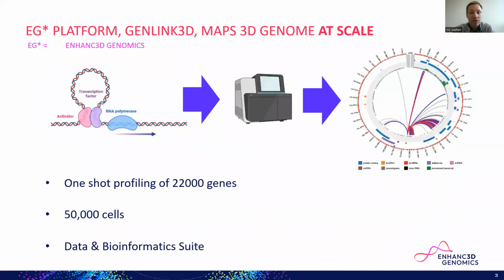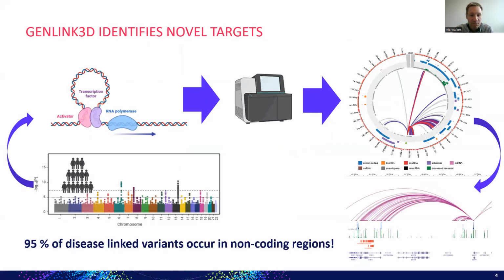Enhanc3D Genomics is a technology platform that allows us to measure in one shot the 3D interactions of 22,000 genes. The platform operates down to 50,000 cells, making this tractable for individual tissue biopsy. And it is backed by a powerful data science and bioinformatics suite for interpretation. The platform can be powerfully applied in many areas, but I want to explain one really important application.